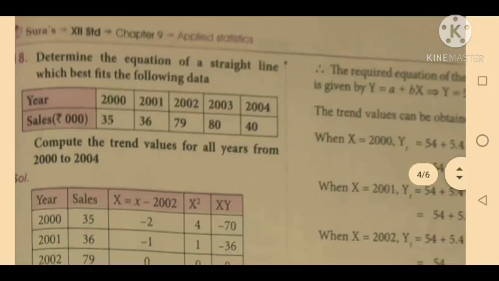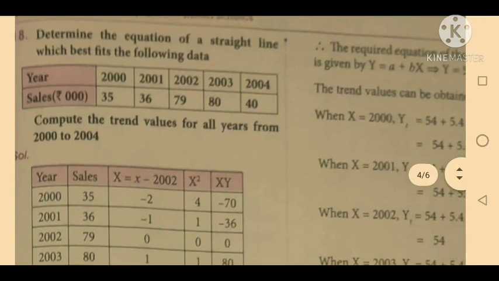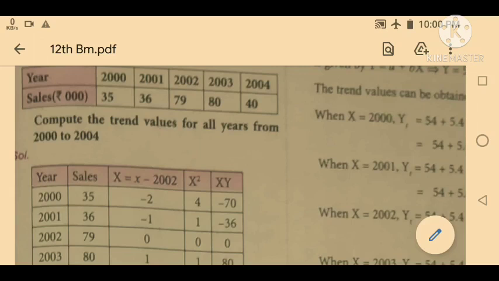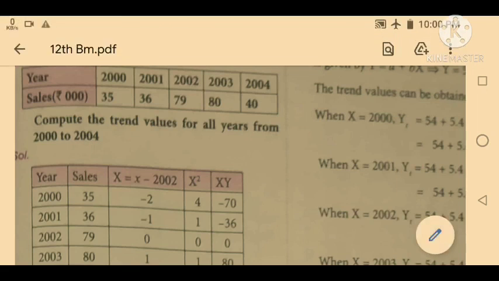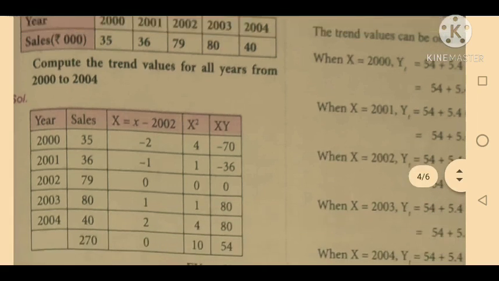Okay, then next sum. Determine the equation of a straight line. The years given are 2000, 2001, 2002, 2003 and 2004. Okay, so compute the trend value for all the years from 2000 to 2004. So the trend values are, here it is given that year equal to 2000, 2001, 2003 up to 2004. Sales also given. Here the middle year is 2002.